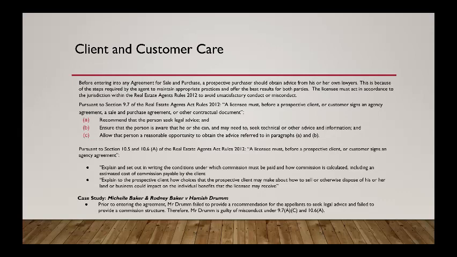This can be achieved according to the Real Estate Agents Act Rules 2012, Section 9.7, where before signing any sort of contractual document, the licensee must recommend that the person seek legal advice, ensure the person is aware advice and information may need to be sought out, while also providing a reasonable opportunity to obtain the advice. Section 10.5 and 6 also states before an agreement can be made, the licensee must explain and set in writing the conditions under which commission is paid and calculated.